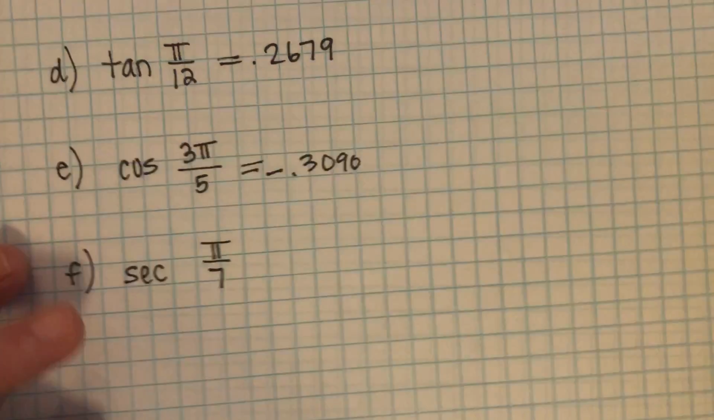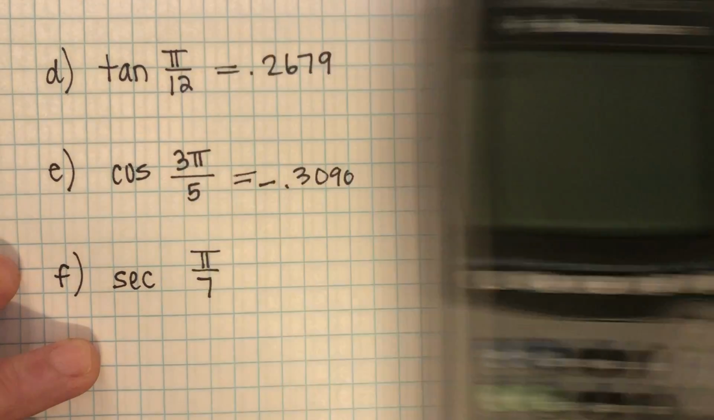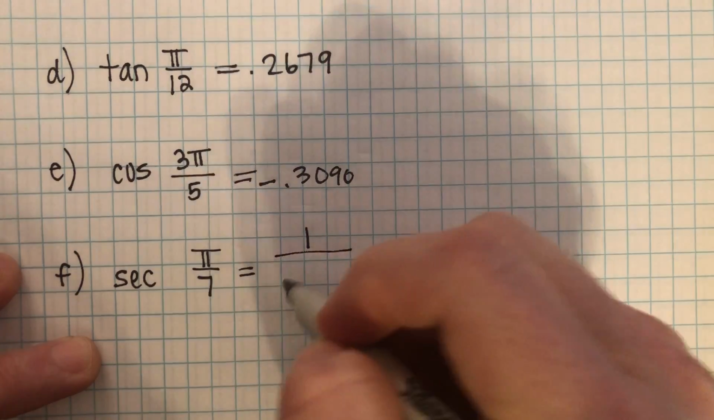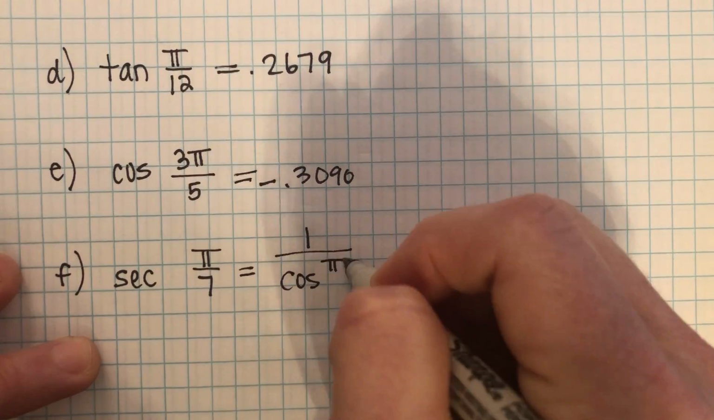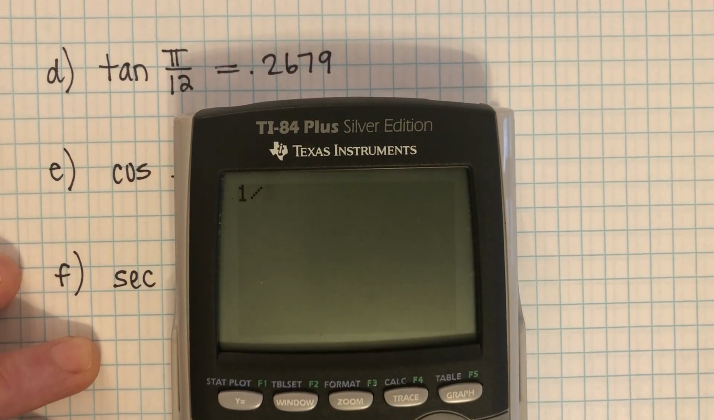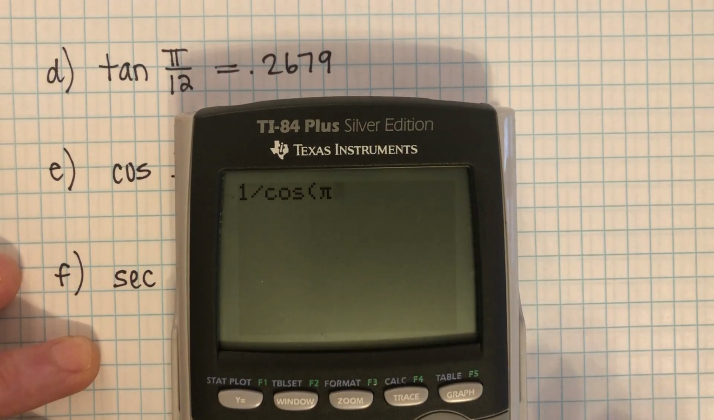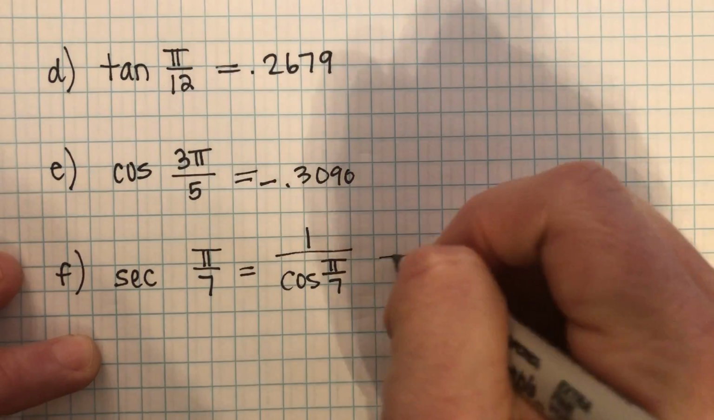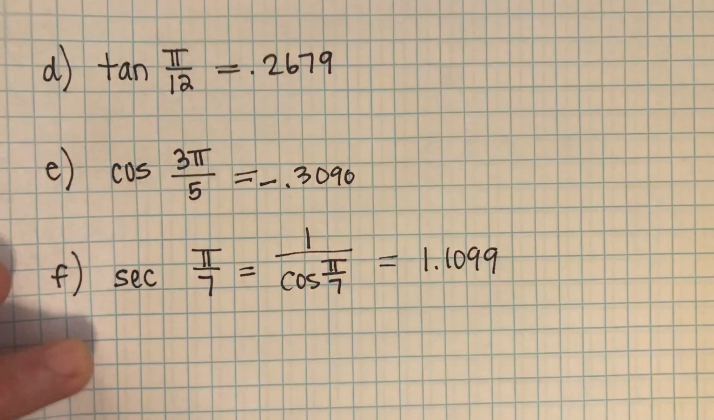All right, last one, the secant of pi over 7. Again, there is no secant button, so we're going to rewrite this as 1 divided by the cosine of pi over 7 radians, since secant is the reciprocal of cosine. On your calculator, put 1 divided by cosine, and put in pi divided by 7. Hit enter, and the ratio is 1.1099. Okay, so that's how you can use your calculator. All right, let's do another one.